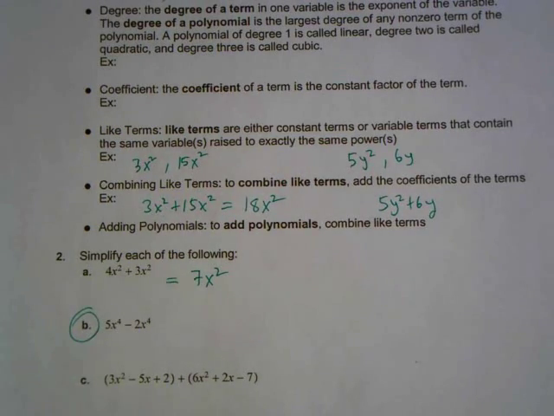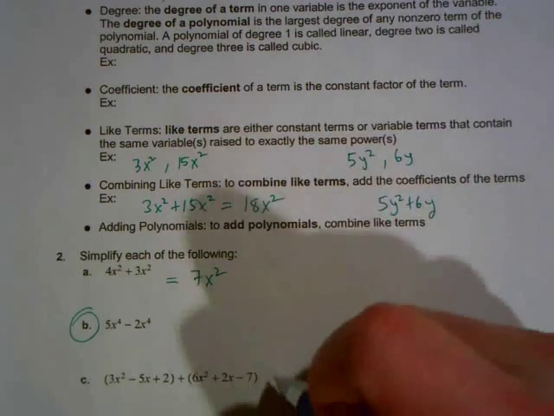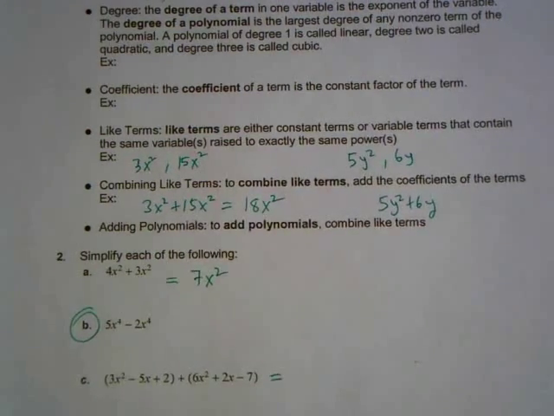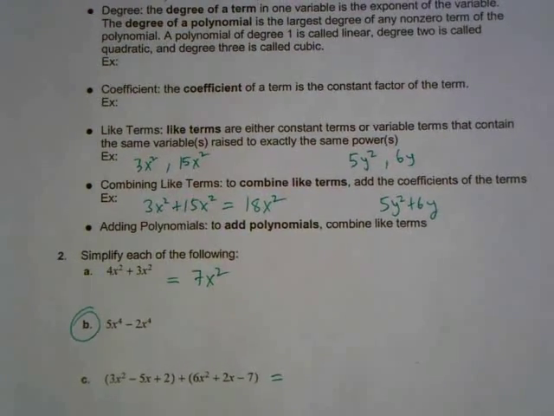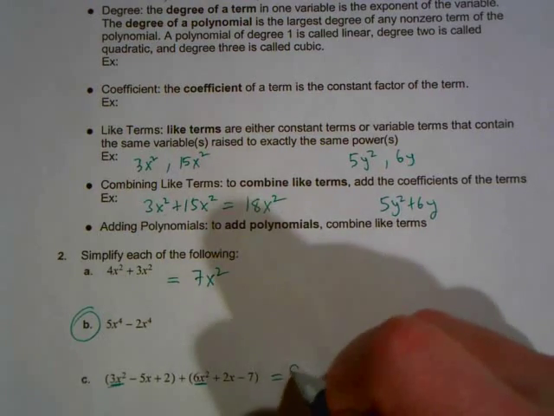C, we add our like terms. So, we go through piece by piece. I know I have a 3x squared and a 6x squared. Those are like terms. 3x squared and 6x squared is 9x squared.